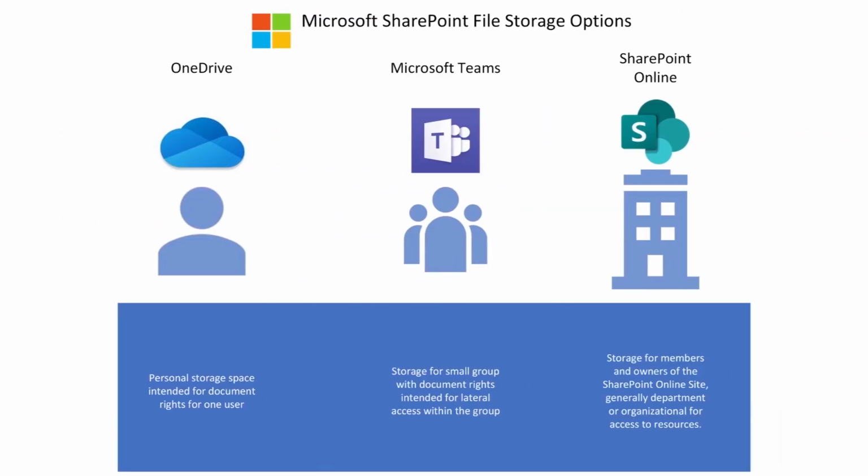What is Microsoft SharePoint? Well, SharePoint pretty much is the entire file storage system of Office 365. OneDrive is a personal storage space that's intended for document rights for one user, whereas Microsoft Teams is a smaller group of document rights intended for an ad hoc group that has lateral access, so everybody has an equal footing and shared access within that group to those documents. And then there's SharePoint Online, which is for a larger group, more like a department or an organization, to be able to access a library of resources.